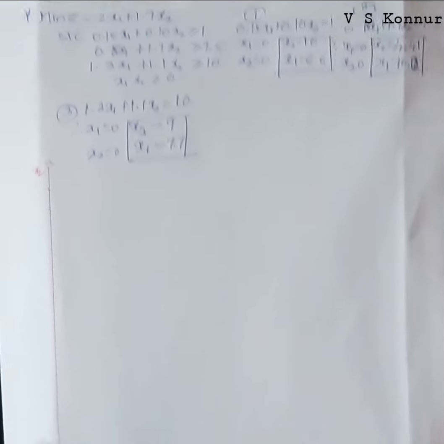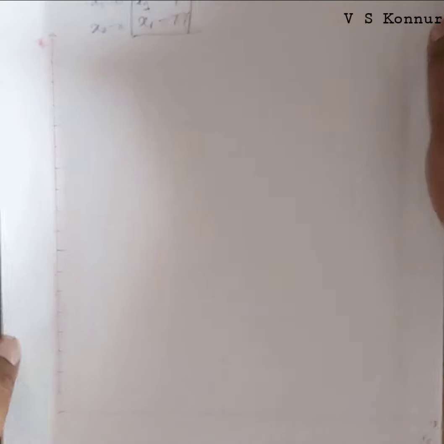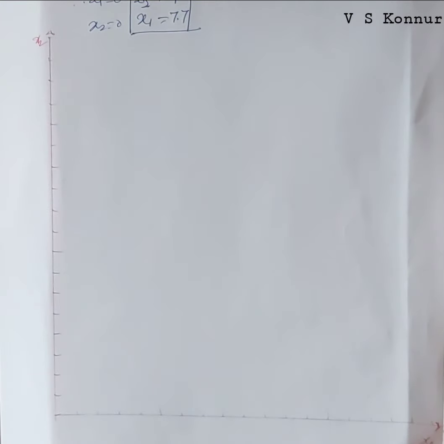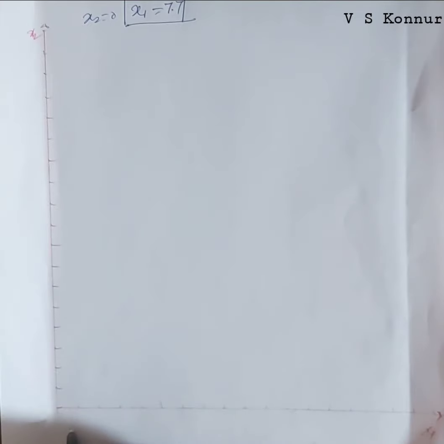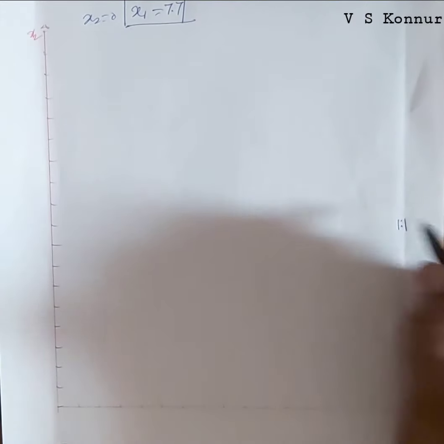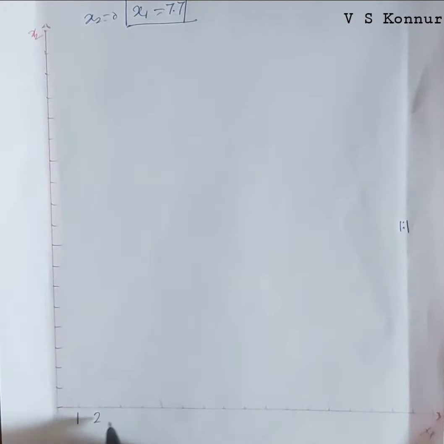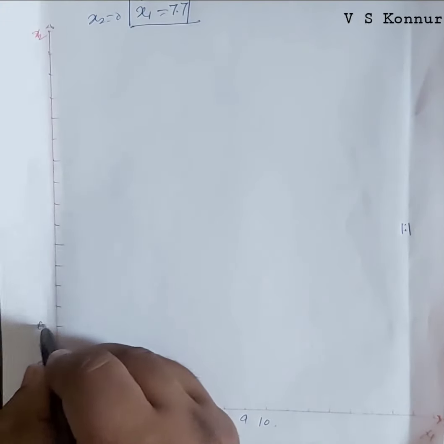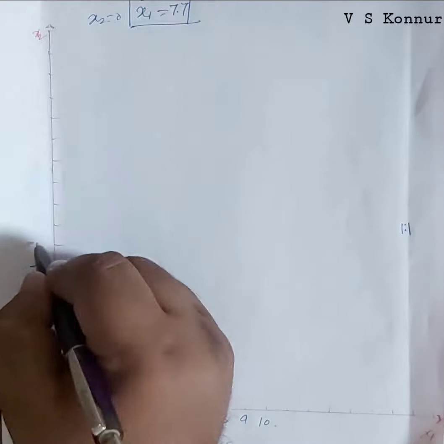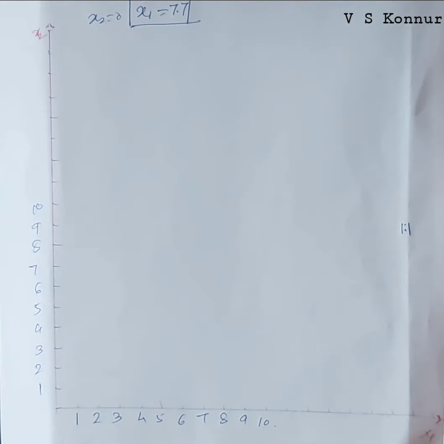Now by using these three lines we have to draw the graph. Now we'll take the scale. The maximum on x1 and x2 is 10. So we'll take 1 unit equal to 1, a 1:1 scale. 1, 2, 3, 4, 5, 6, 7, 8, 9, 10 is the maximum on either side.